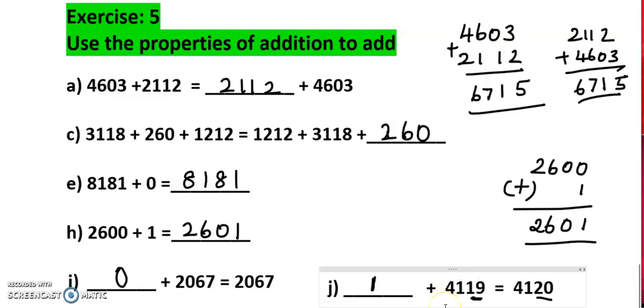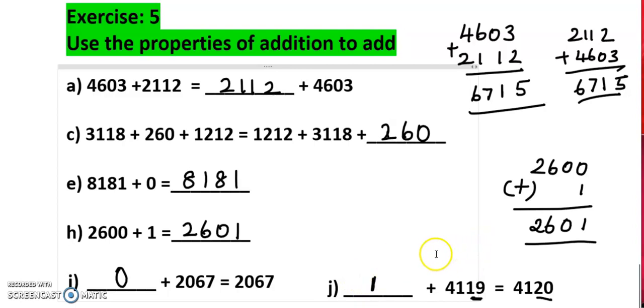Next, here they have given dash plus 4119 equals 4120. So here 19 and then 20 they have given. That is the successor of the number they have given. So if they are asking for the successor of the number, what will you do? You have to add 1 to the number. Then only you will get the successor of the number. So 1 plus 4119 equals 4120. So bye children. See you tomorrow.